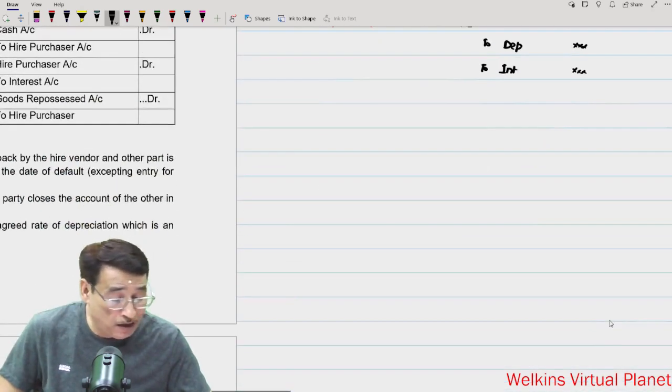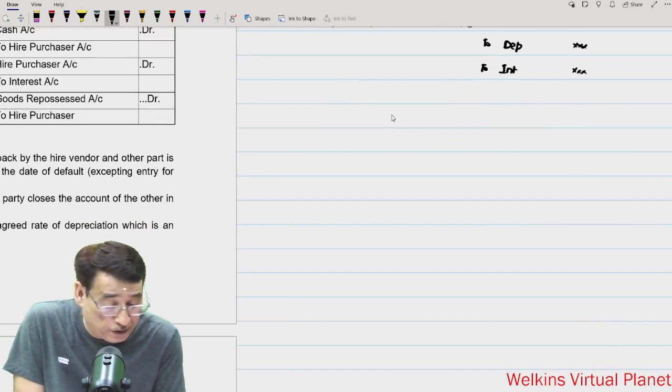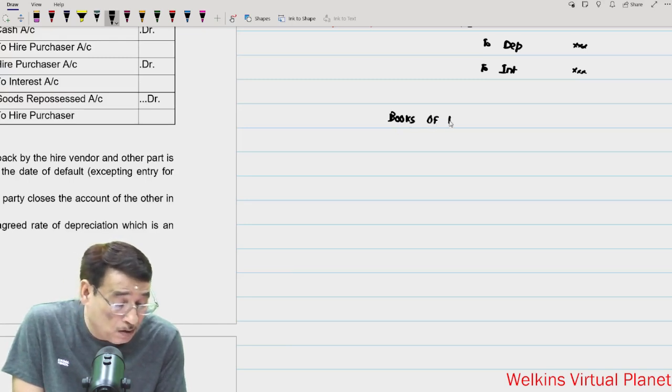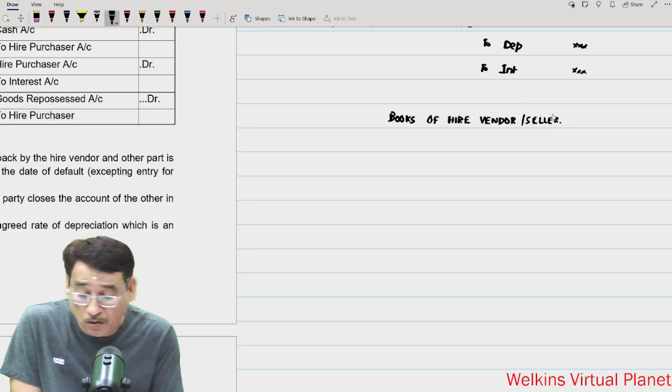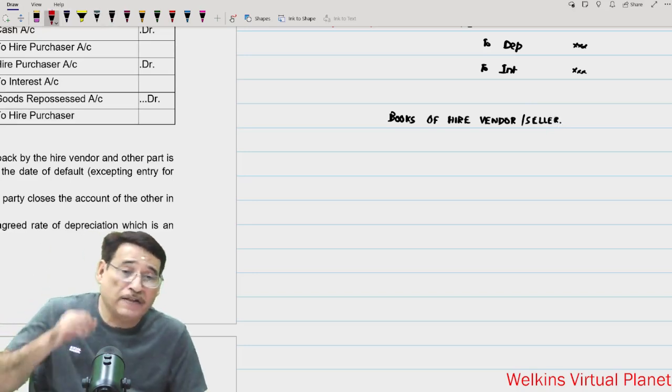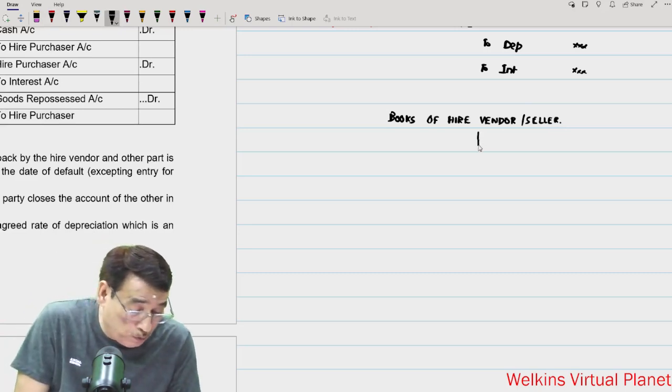Now I will also talk about the books of the hire vendor. The hire vendor is the seller of the asset. Now presume as if you are the seller, the books of the hire vendor. As far as the seller is concerned, he too will prepare two main accounts.